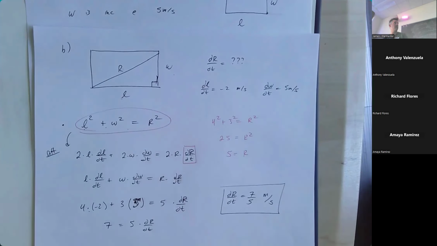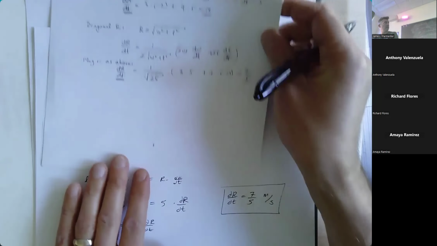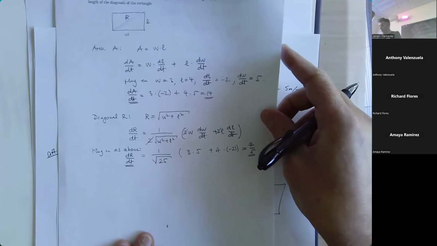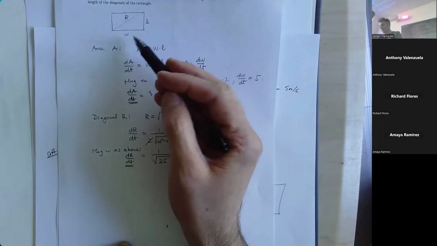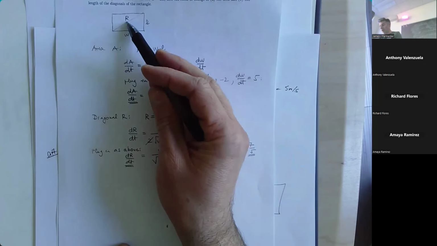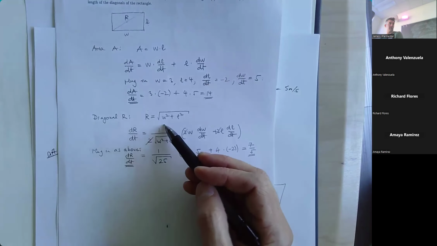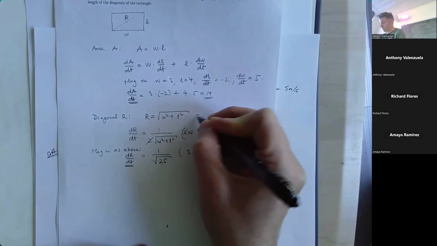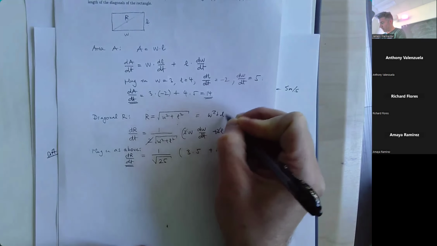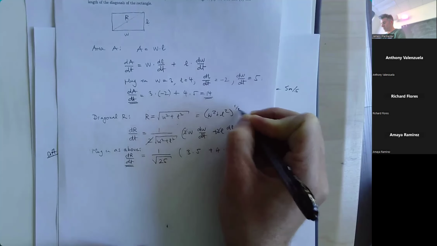This is the same answer that he got doing it a different way. I don't think we need to write it up, but I'll just show you there. So here's the way he did it. He decided to say, not incorrectly, that L squared plus W squared is R squared, and then R is equal to the square root of W squared plus L squared, or if you prefer, W squared plus L squared to the 1/2 power.